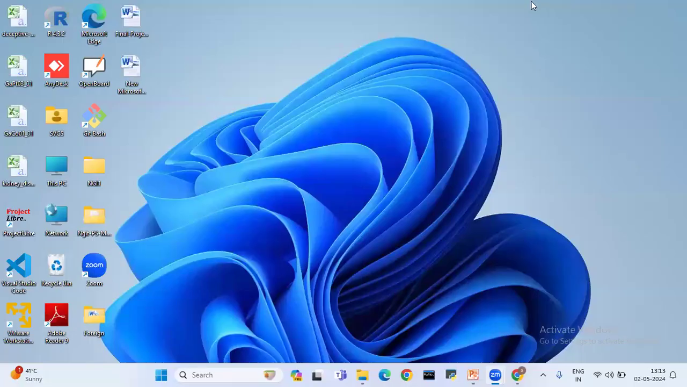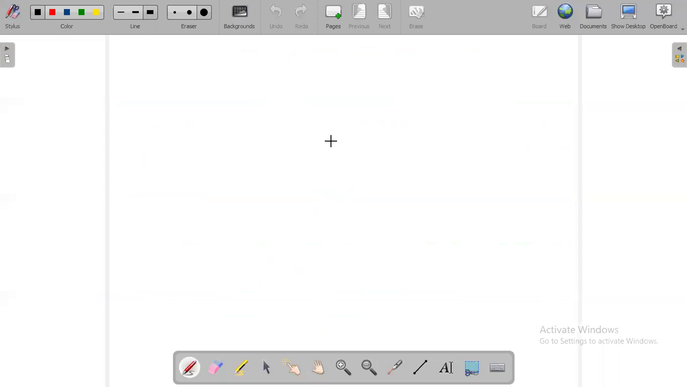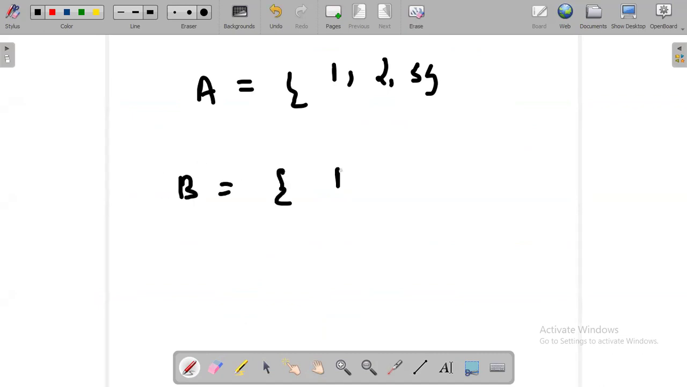One minute, I'll open the board. If I take a normal set, how will we mention it? A equals 1, 2, and 3. Done. Now, coming to the fuzzy set, how will I write it here? B equals the same elements, where for 1, what is the percentage? The membership value is 0.2.